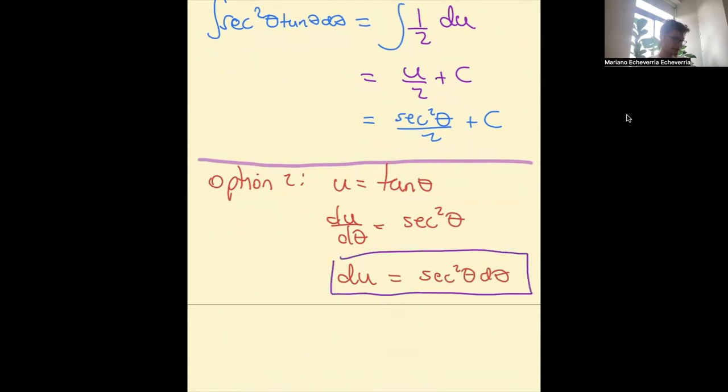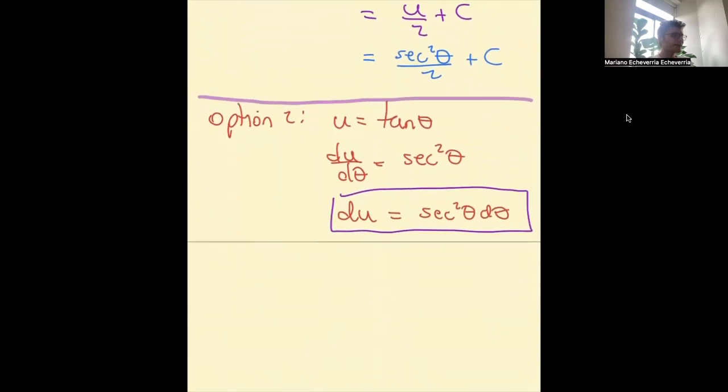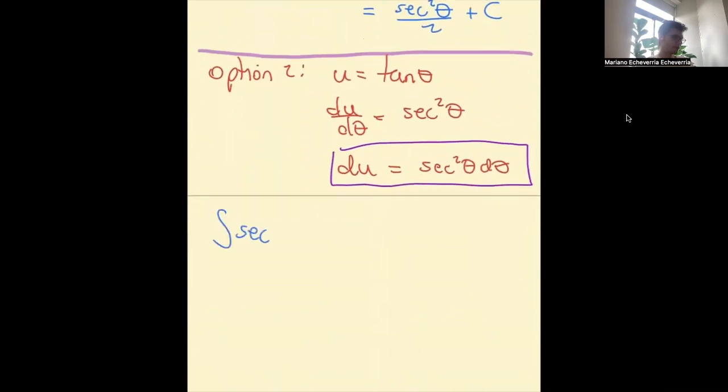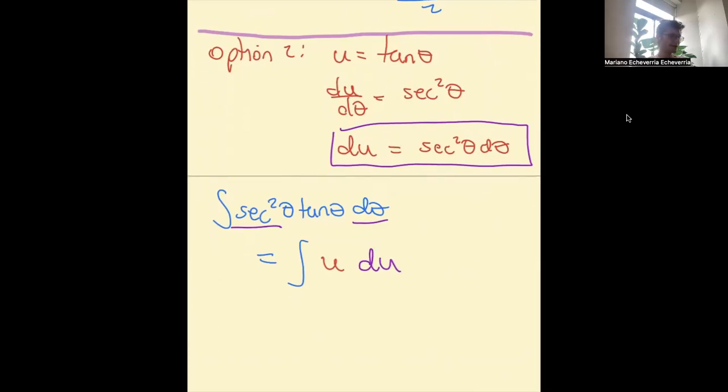Is that making sense? The advantage of doing this substitution is that you have memorized the formula for that derivative, so you don't have to think about using the chain rule or anything of that sort to find it out. Okay, so what does that give you now? Tangent becomes u, and this stuff becomes secant squared d theta becomes du. So you just end up with u du, and the integral of that is u squared over 2 plus c.